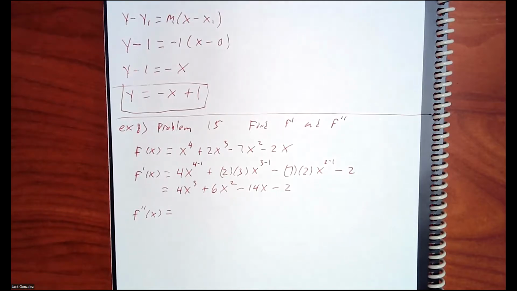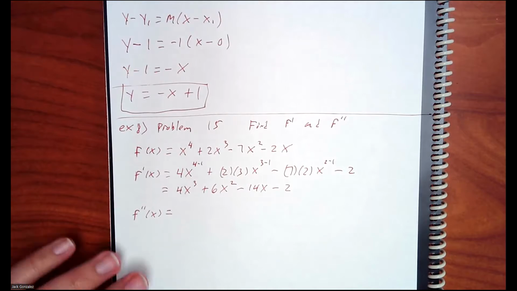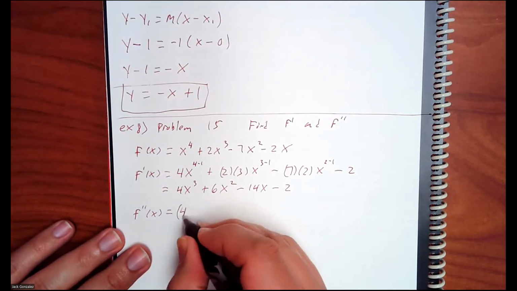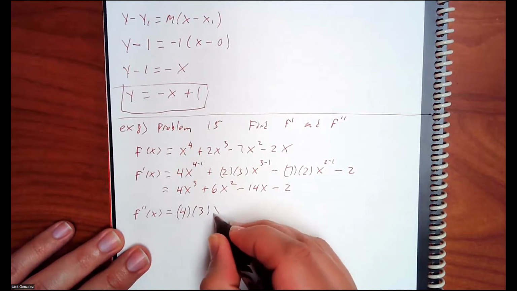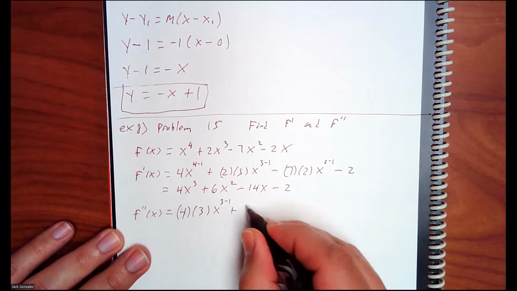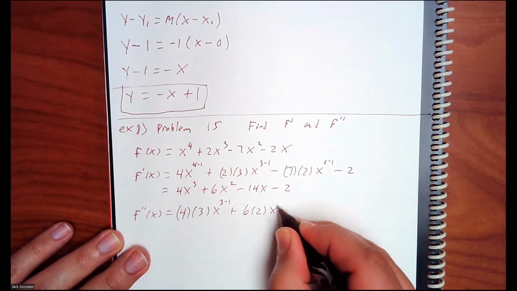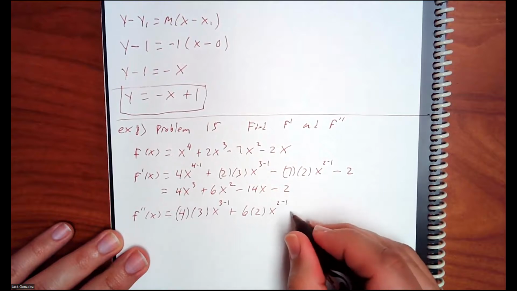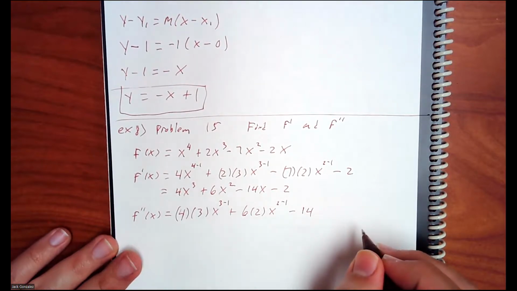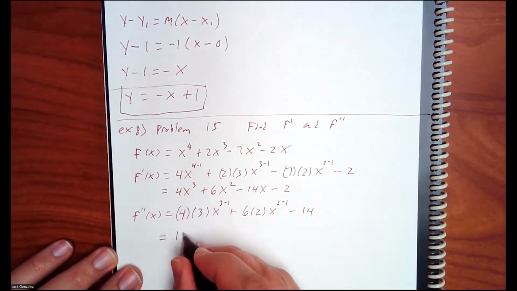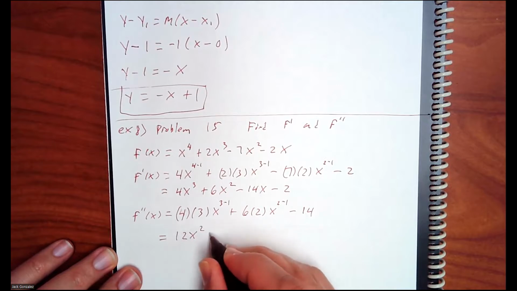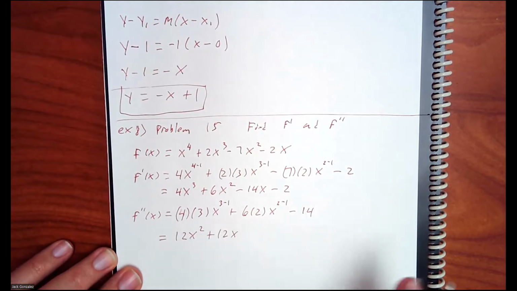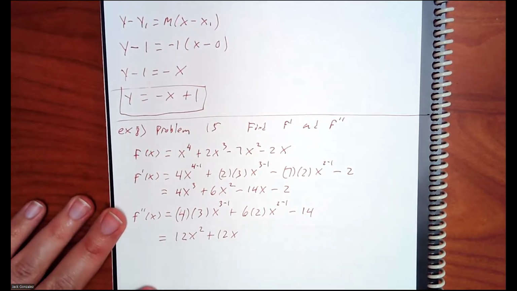So I'm showing the steps for the power rule since that's all we're doing here. Might as well show it. 4 times 3, subtract 1. 6 times 2, subtract 1. 14. Oops. Yeah, we're good.